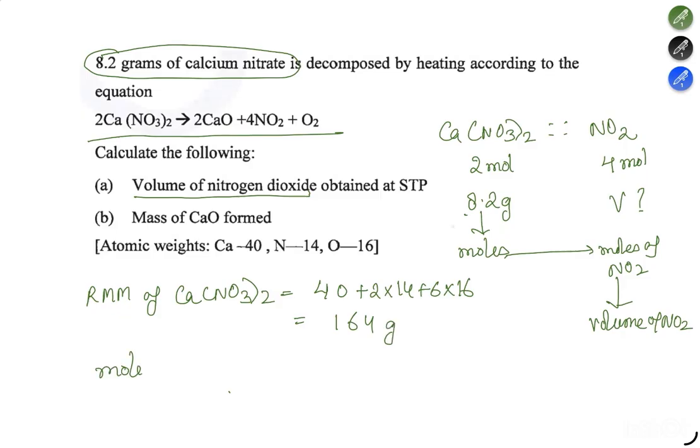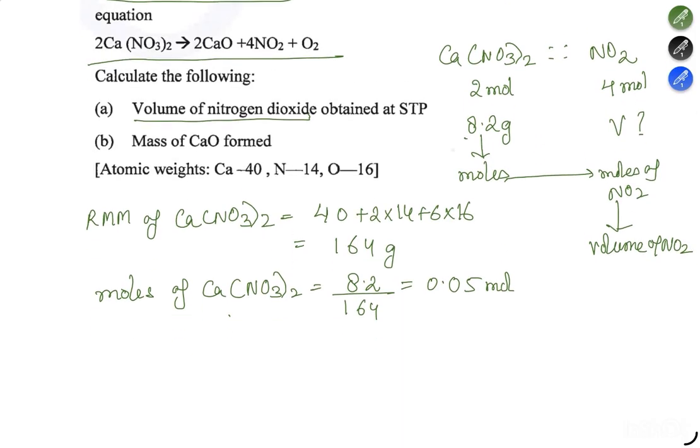Now we can calculate the moles of calcium nitrate. Again the formula we are going to apply is the given mass, 8.2, upon molar mass, and you cancel it, solve it, and you will get 0.05 moles of calcium nitrate. Now I got one part of the answer, where I know the calcium nitrate is 0.05 mole.